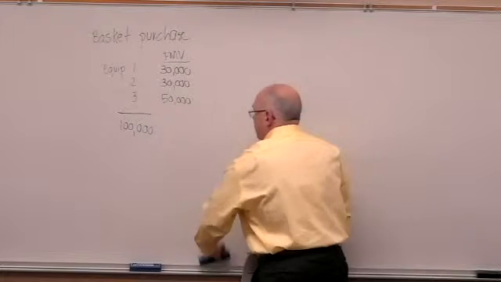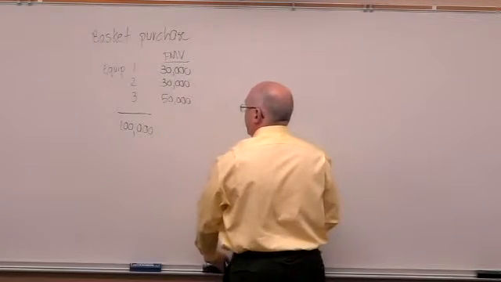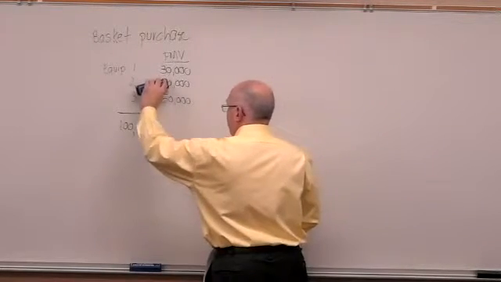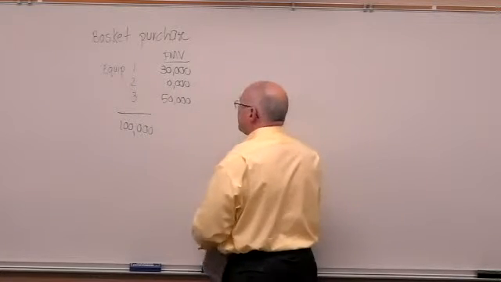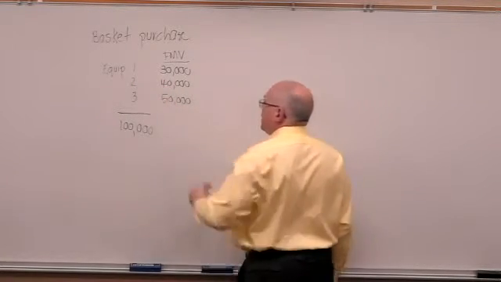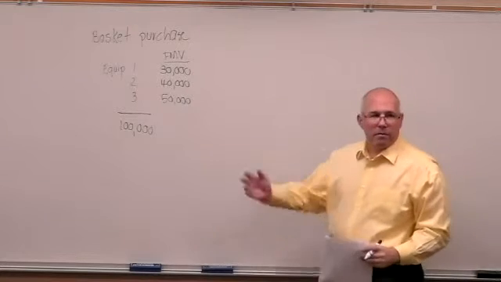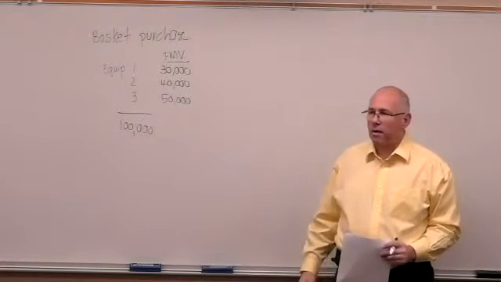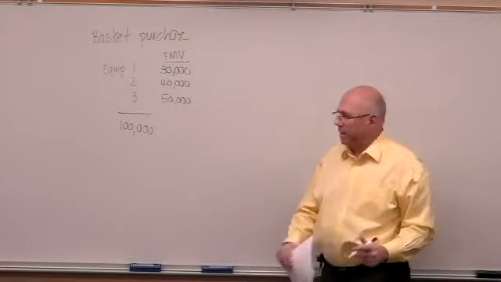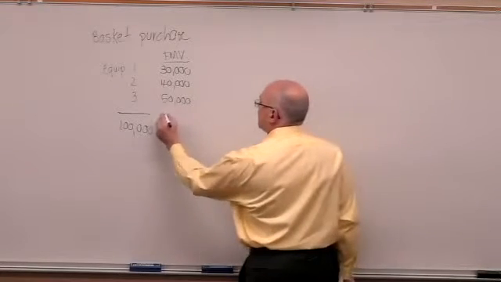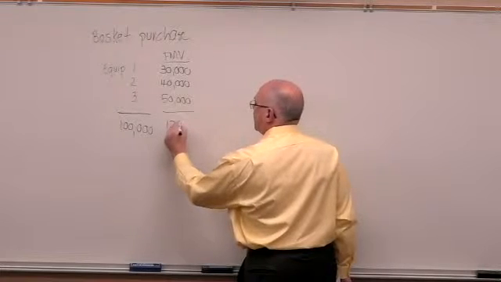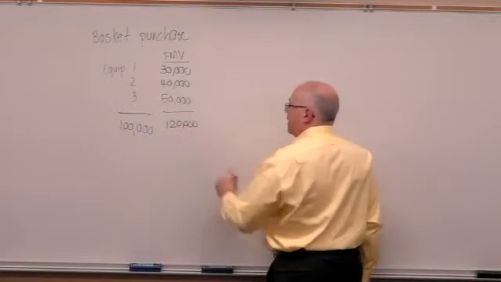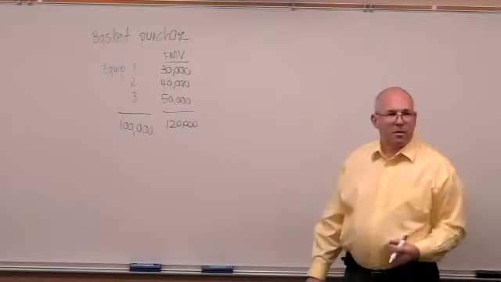I'll change this one to 20. No, let's leave it like that. 30, make this one 40. So let's say the value of the first piece of equipment is $30,000, the value of the second is $40,000, and the value of the third is $50,000. Together, that totals $120,000.